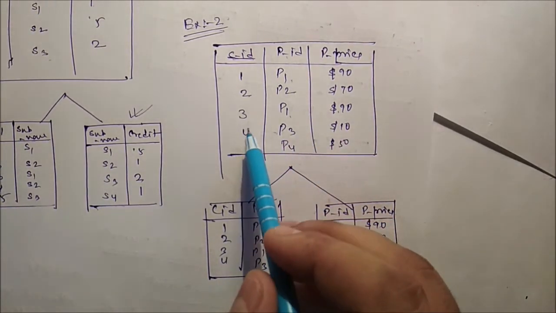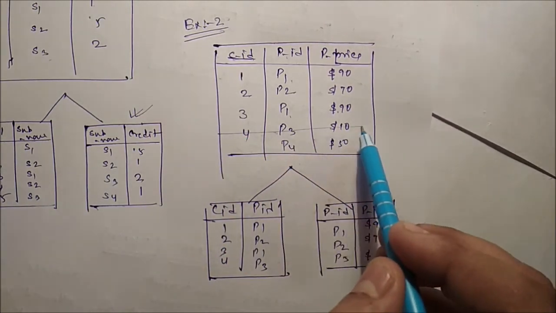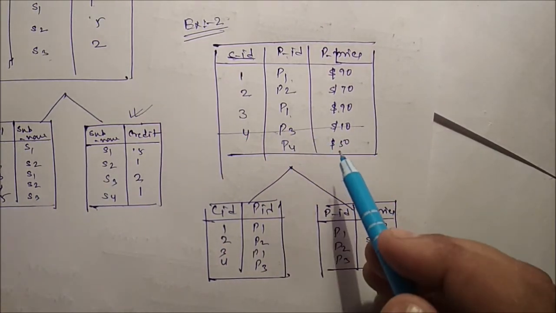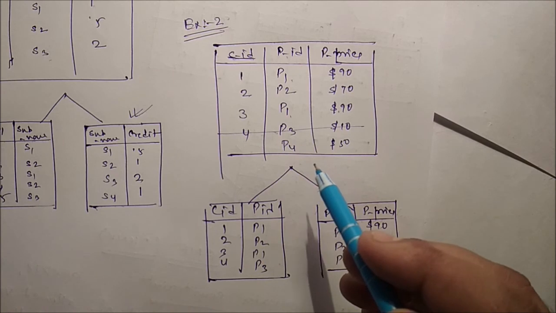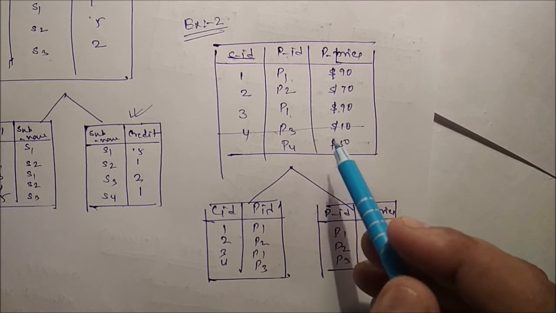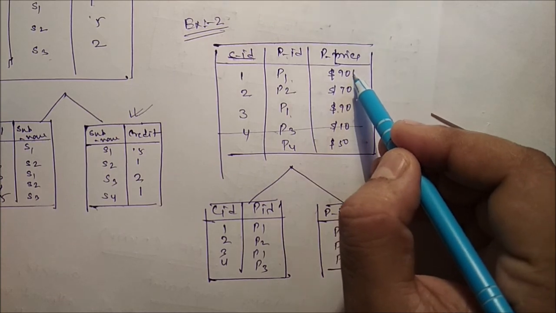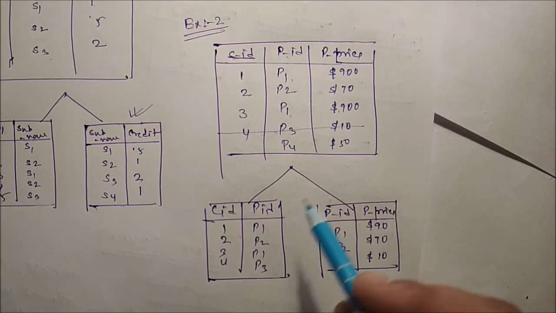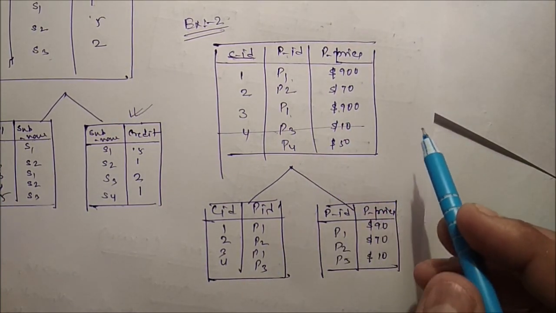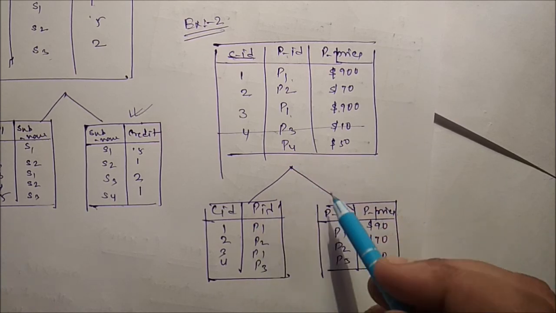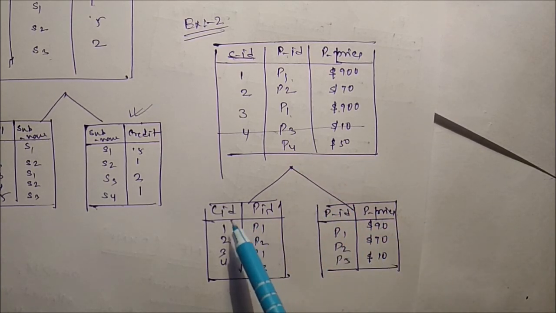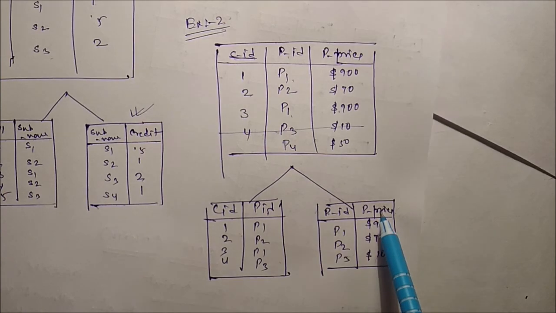Definitely if you delete this information, you are removing the product ID or the customer ID also, and the price also. And if you want to change the price of any product, say instead of 90 it is 900, we have to update many places. So the anomalies are there, so we have to split this table into two tables: customer ID and product ID, and the product ID and price.